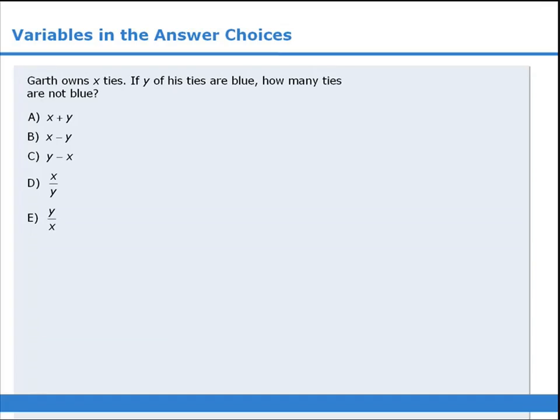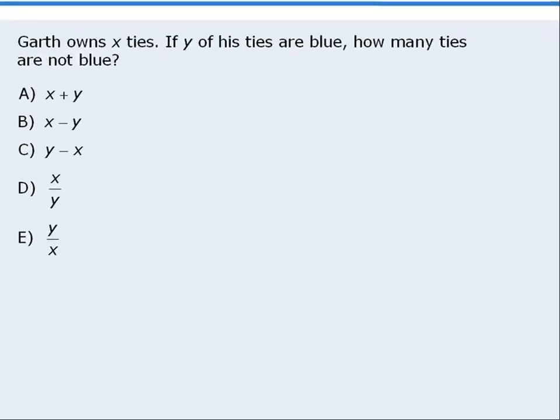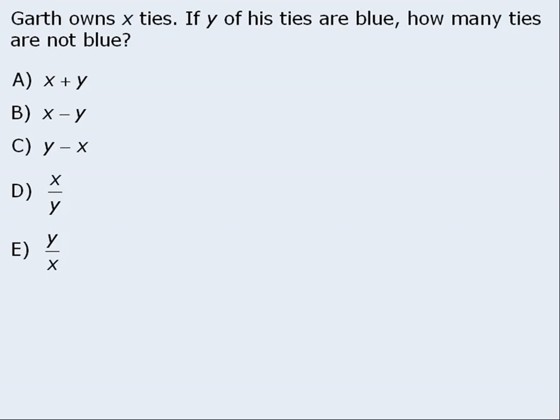In this lesson, we will examine a type of question that tests your ability to transform word problems into algebraic expressions. In the question shown here, we are told that Garth owns a total of X ties and Y of these ties are blue. Our goal is to determine which of the 5 algebraic expressions represents the number of ties that are not blue. Since each answer choice consists of variables, the correct answer will be the one that allows us to determine the number of non-blue ties based on the values of X and Y.